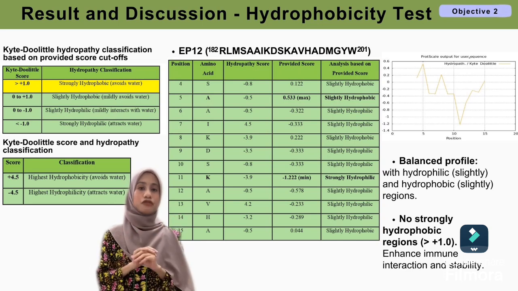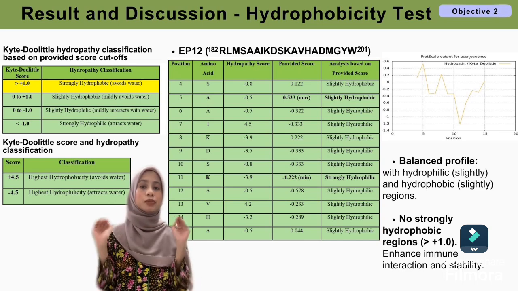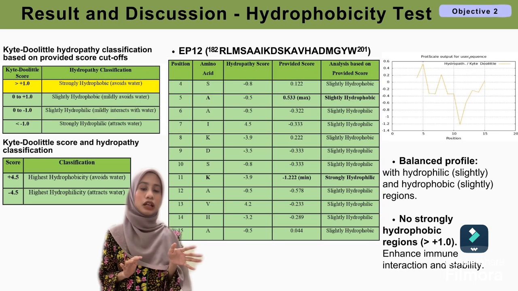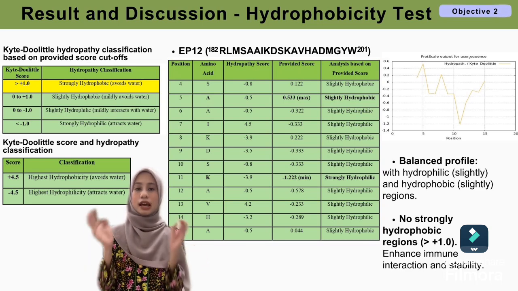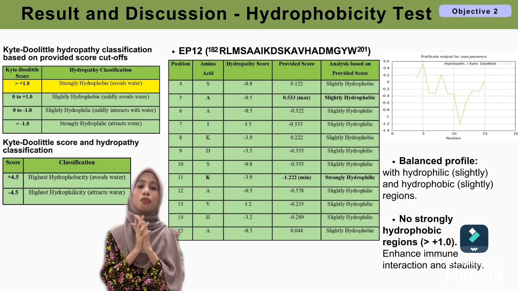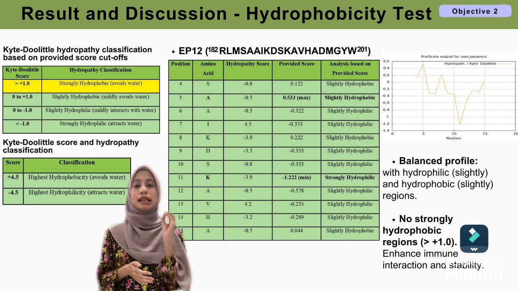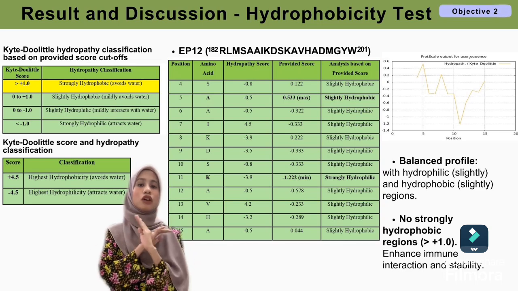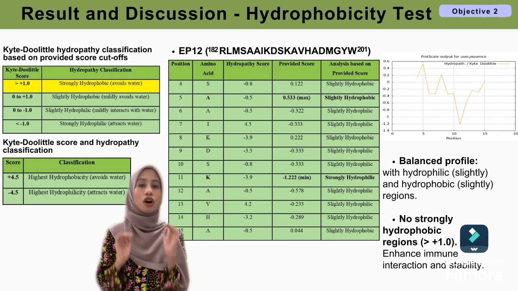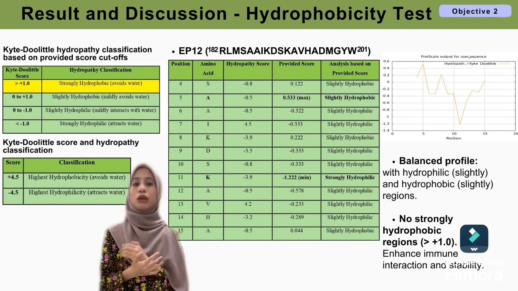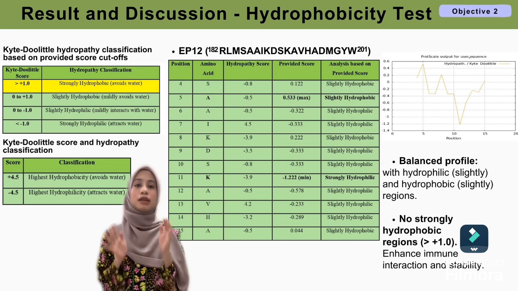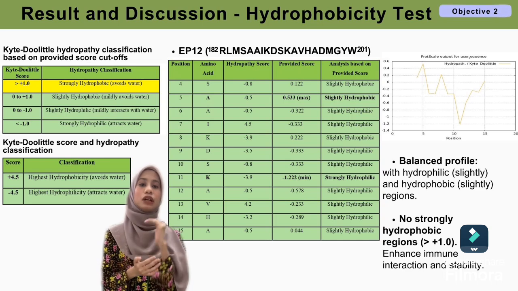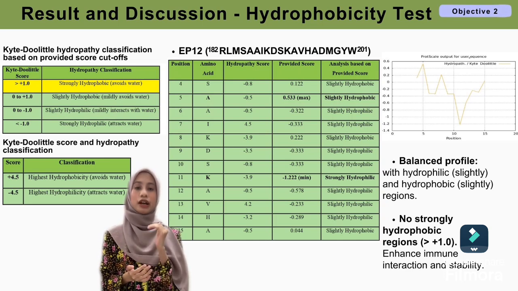EP12 shows a pretty balanced profile, with both slightly hydrophilic and slightly hydrophobic regions. Its highest score is 0.533, meaning it's slightly hydrophobic. Importantly, there are no strongly hydrophobic regions, with no score over 1, which is great for immune interaction and stability. Thus, EP12 is a better vaccine candidate with a good hydrophobicity profile.